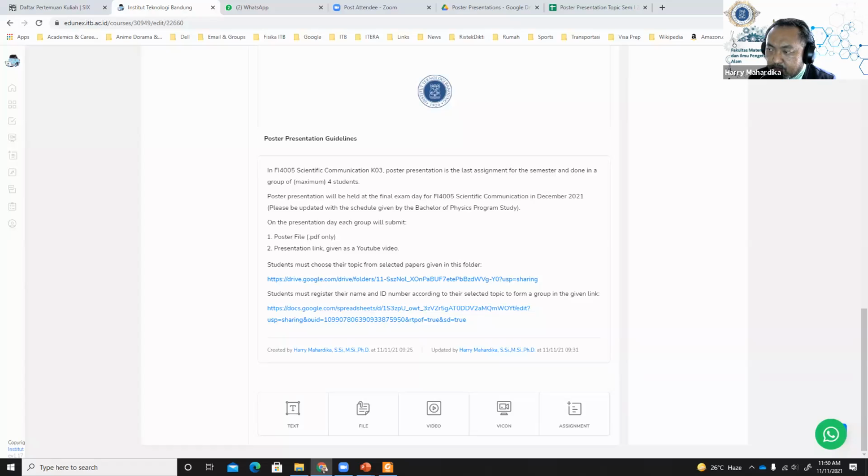Because usually when I'm giving a lecture about poster presentation, I usually show the students the actual size of A1 and A0 size paper. I don't know whether you are aware of A1 and A4. Sorry, okay, so let me show you.